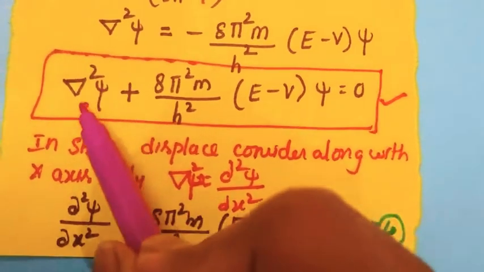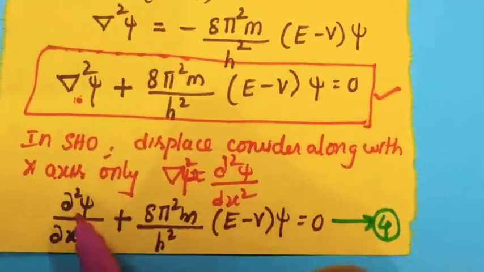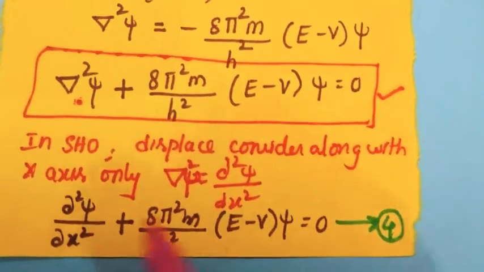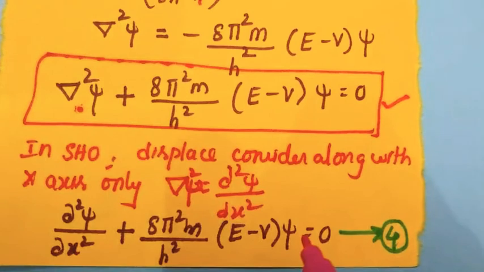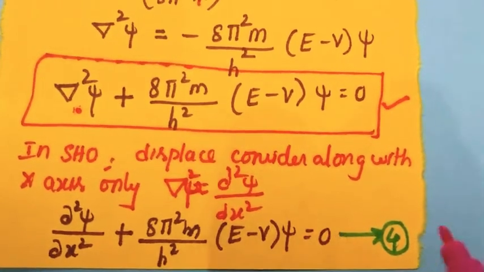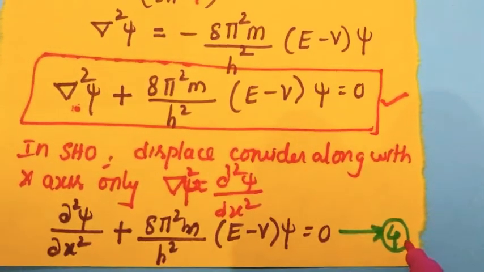So I can just replace this term del square psi as dou square psi upon dou x square plus 8 pi square m upon h square (E minus V) psi equals to 0. So consider this is equation 4.